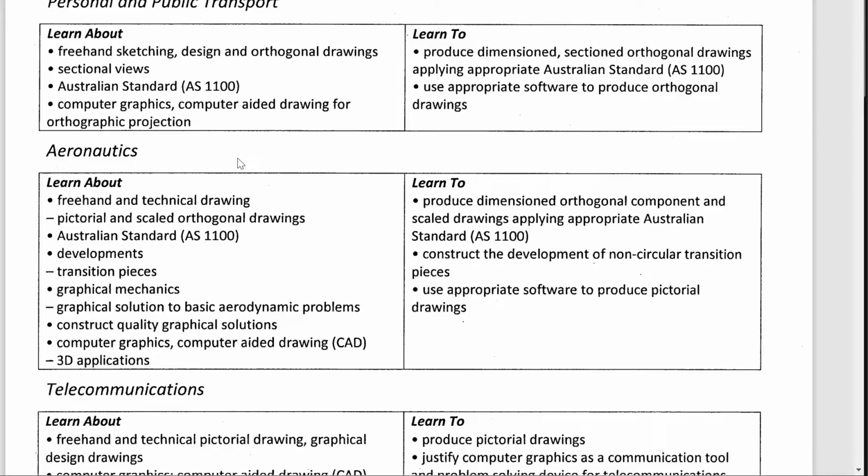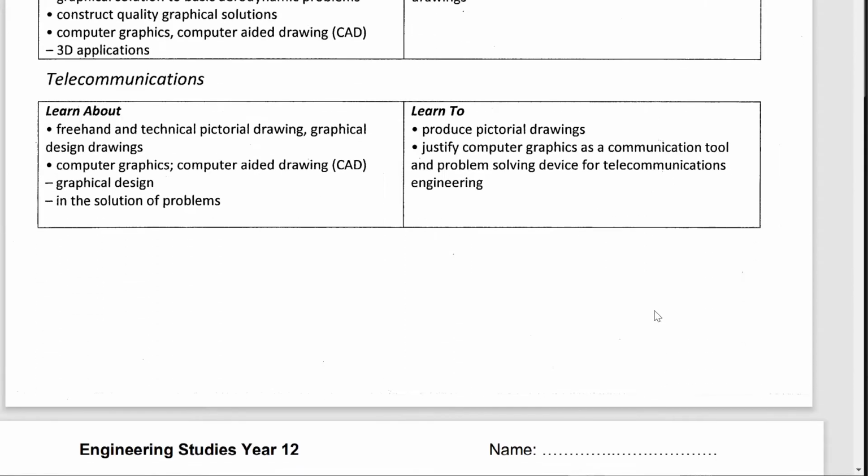Construct quality graphical solutions. Okay, that means just solving HSC questions for me would be sufficient. Now we need to use appropriate software to produce pictorial drawings. So that means you have to use software to produce a 3D or perspective, so an isometric or a perspective drawing. Okay, so in telecommunications, nothing really new there. Justify computer graphics.